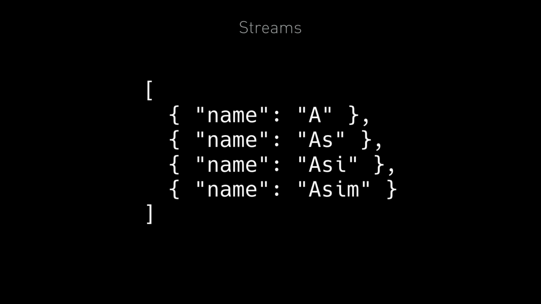We could even have a stream to represent a user filling in a form on a website. We could have a stream to represent each key press, like this: A, then S, then I, then M. Or we could have a stream which contains a JSON representation of the whole form as the user is entering data. Like in this one, I'm entering my name into a form field called name. So I'm typing A, AS, ASI, ASIM.